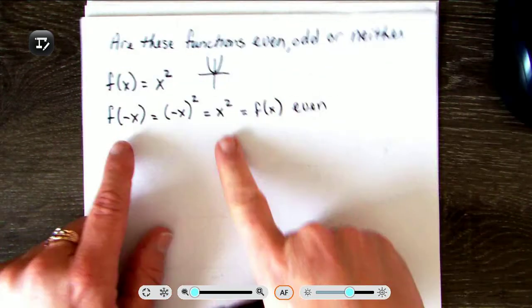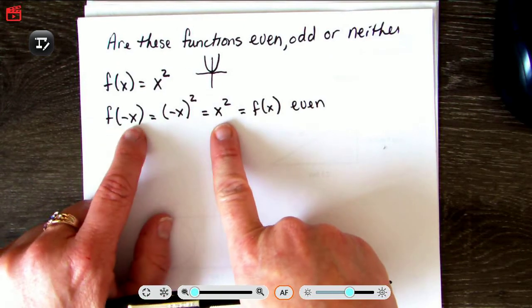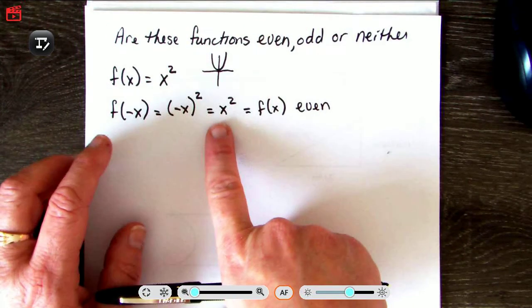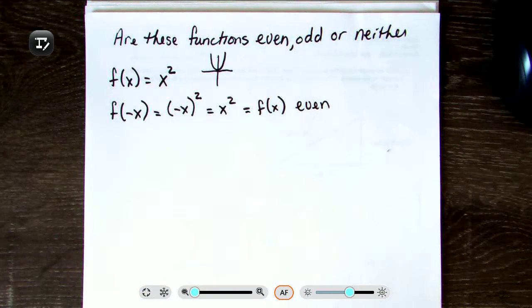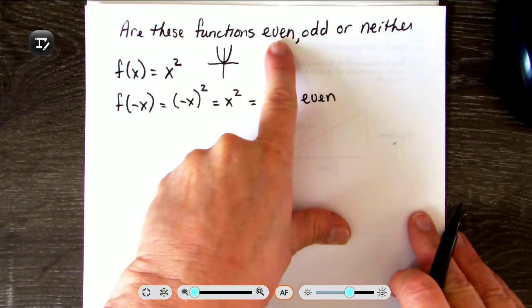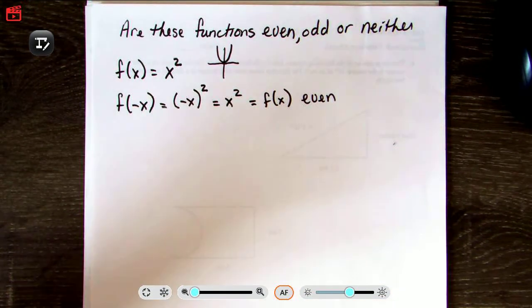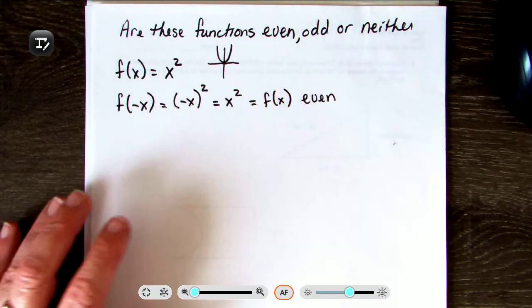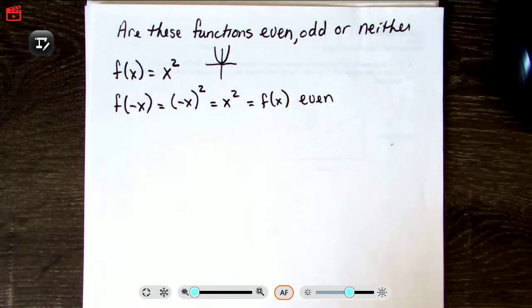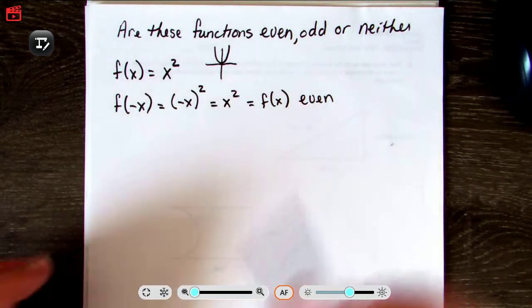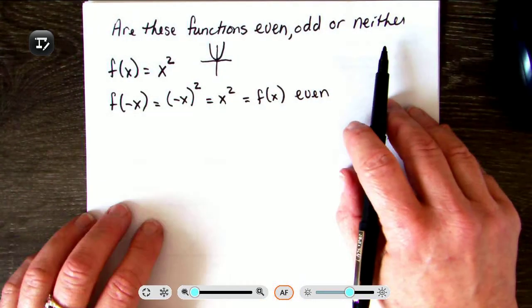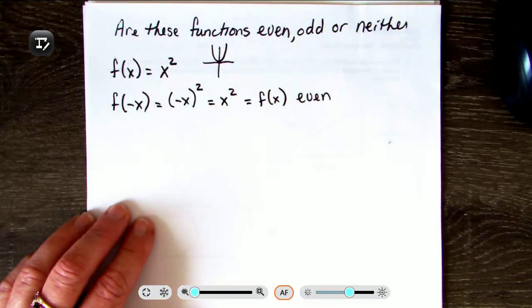So you're going to compare what happens when you substitute a negative x in for x. Do we end up with the exact same thing? Then we have an even function. If we end up with the opposite, the negative of what we started with, then we have an odd function. If our signs are off, we will have neither. So here's an even function.